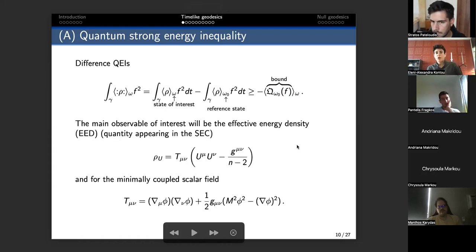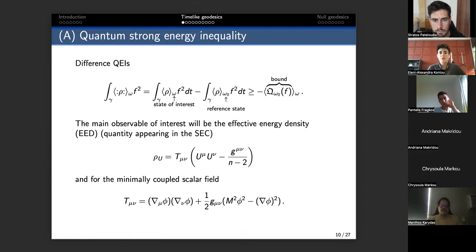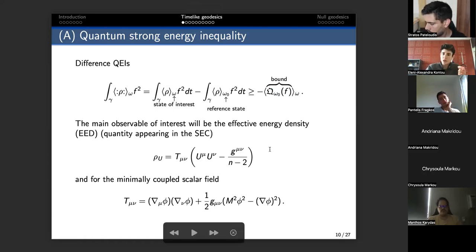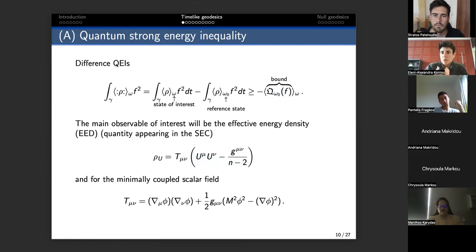So what is the observable of interest here? It is what we call the effective energy density. This is the little strange quantity that appeared in the strong energy condition, if you remember from one of my first slides. And it's the quantity that we need for the timelike Hawking singularity theorem.